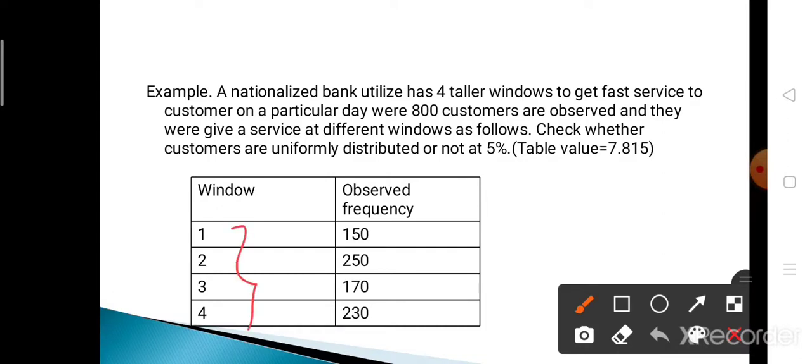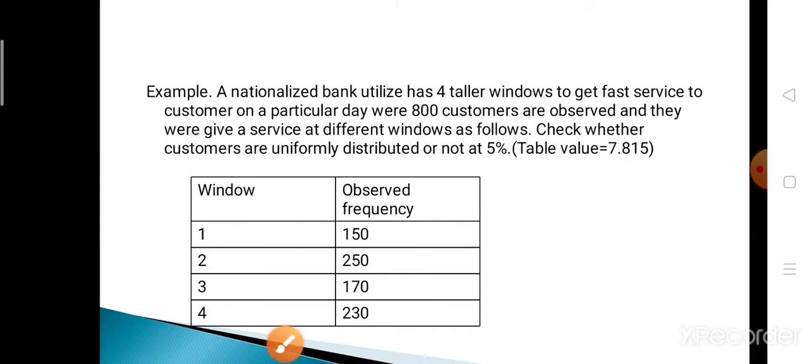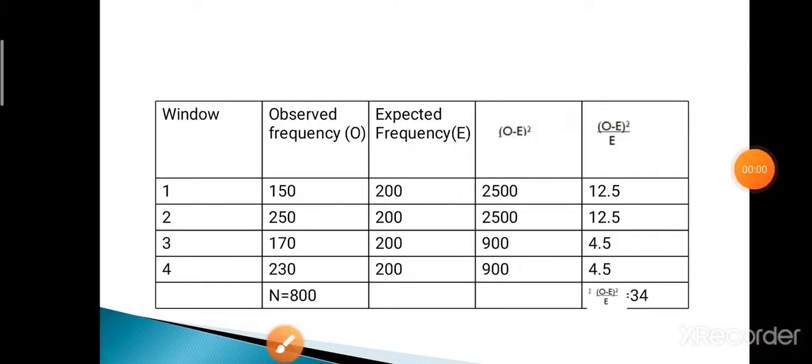There are 4 teller windows: 1, 2, 3, 4. The total customers are 800. Here the observed frequencies are 150, 250, 170 and 230. These are the observed frequencies. Now calculate the expected frequencies first.